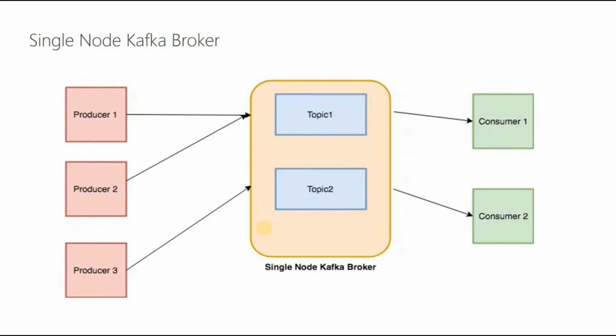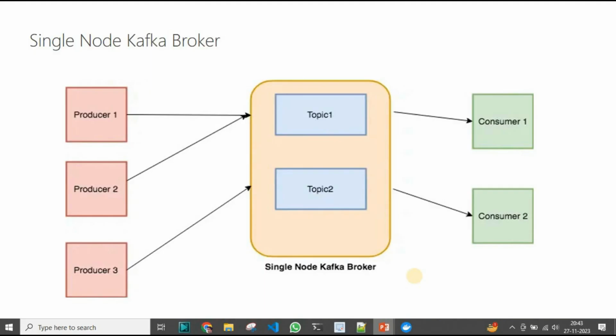And if I come to the Kafka consumer, a Kafka consumer reads messages from the Kafka topics. Consumers subscribe to specific topics to receive messages published to those topics by producers. They can read messages at their own pace, and they can be part of a consumer group where multiple consumers collectively consume messages from a topic, ensuring load balancing and fault tolerance. We will see consumer groups in a later video.